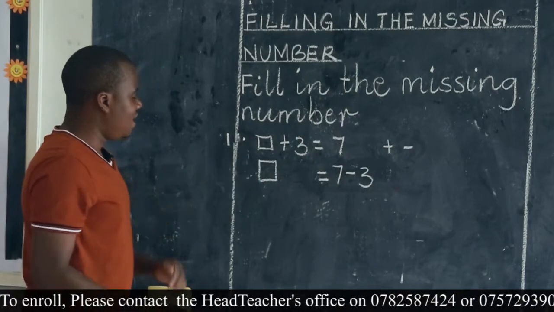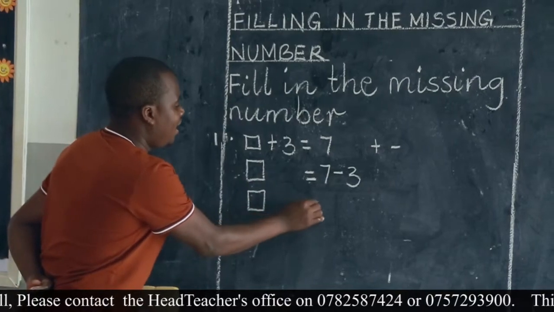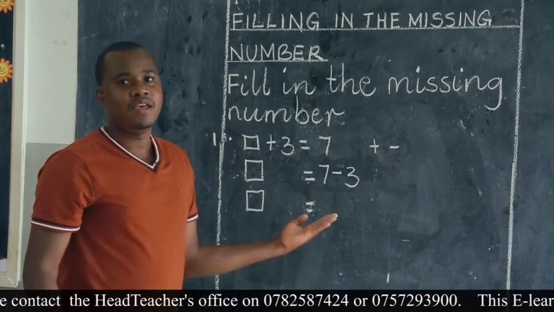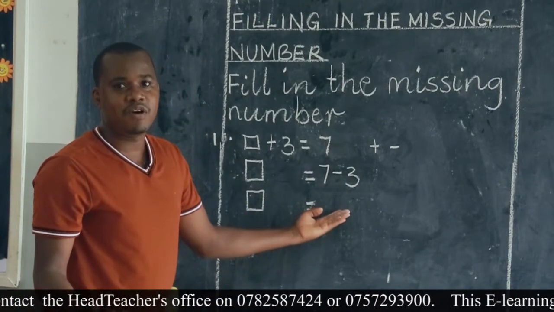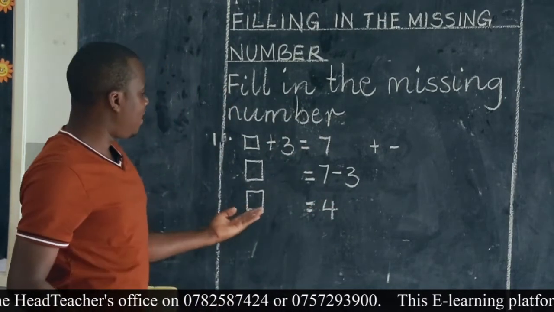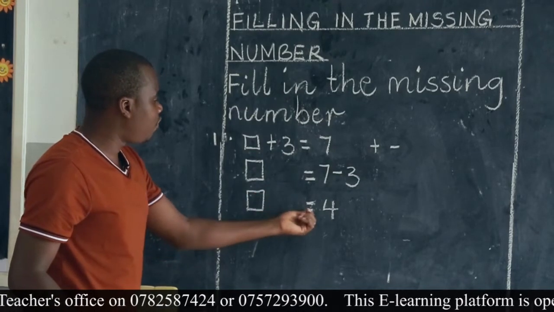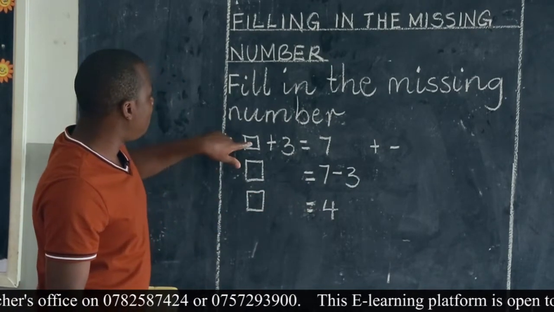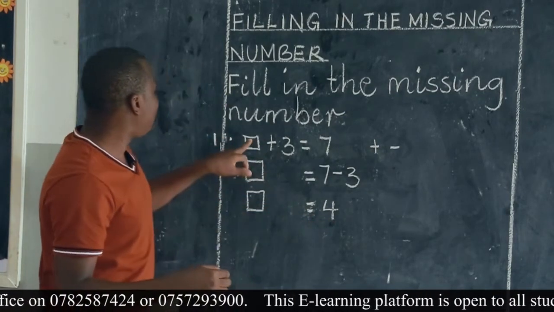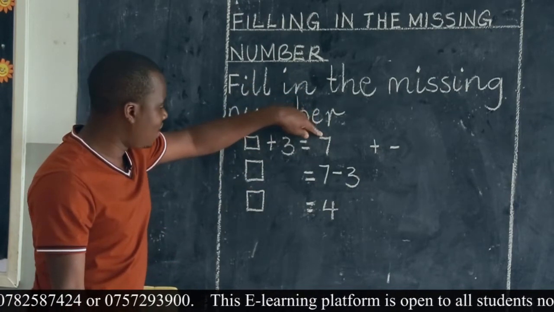Now, what is the next step? The next step, our box will remain here equals to, now we find the answer. What is 7 take away 3? Very quickly, what is 7 take away 3? 7 take away 3 is 4. So after that, we have got our box equals 4, meaning the missing number here is 4. If you want to prove, you can get this plus this and see if you can get 7. I think we can get that.